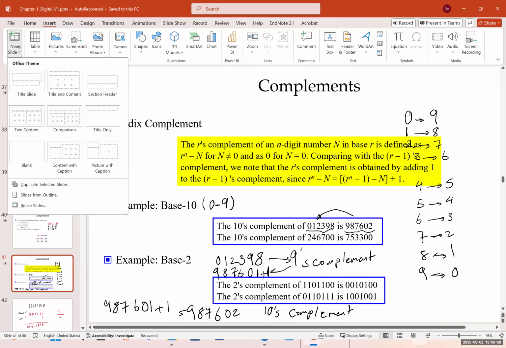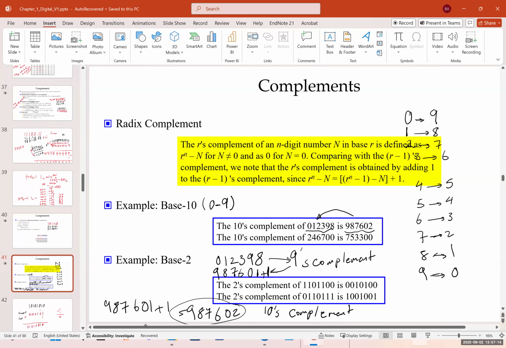Let's solve another one. On your 10's complement, look at the 8 on the first one. It's 987602, from 012398. The complement of 8 is 1, but our complement number has a 2. Yes, there's a similar issue on the second one as well. I think it should be 753300.